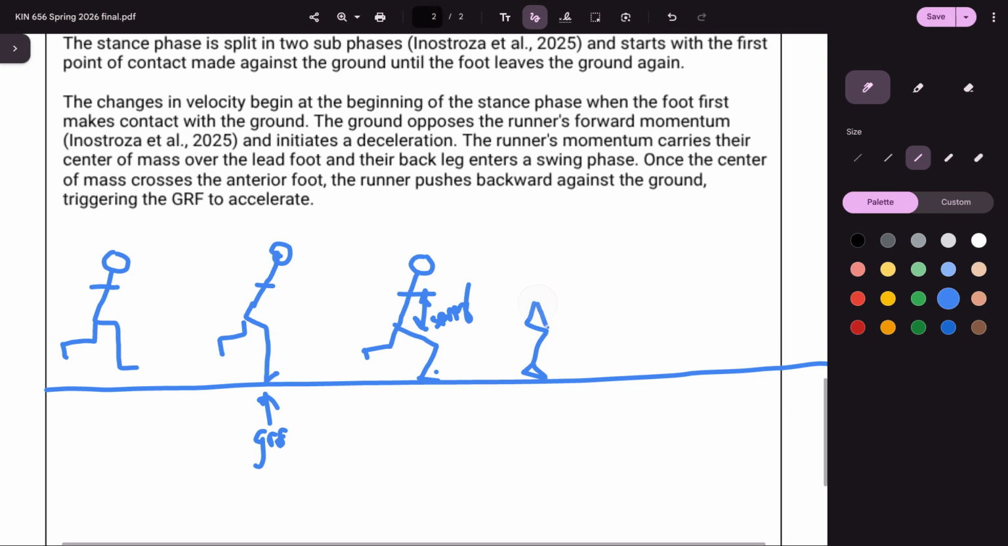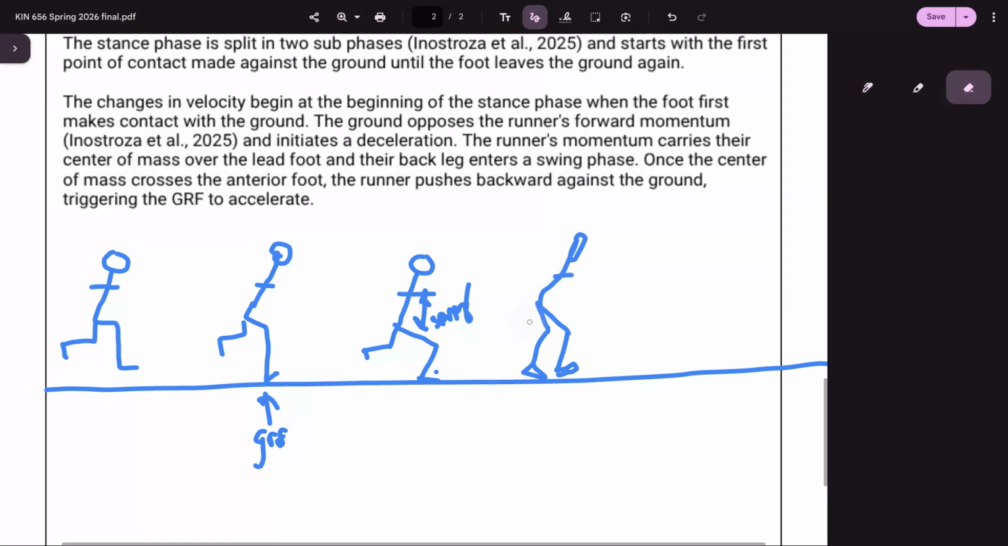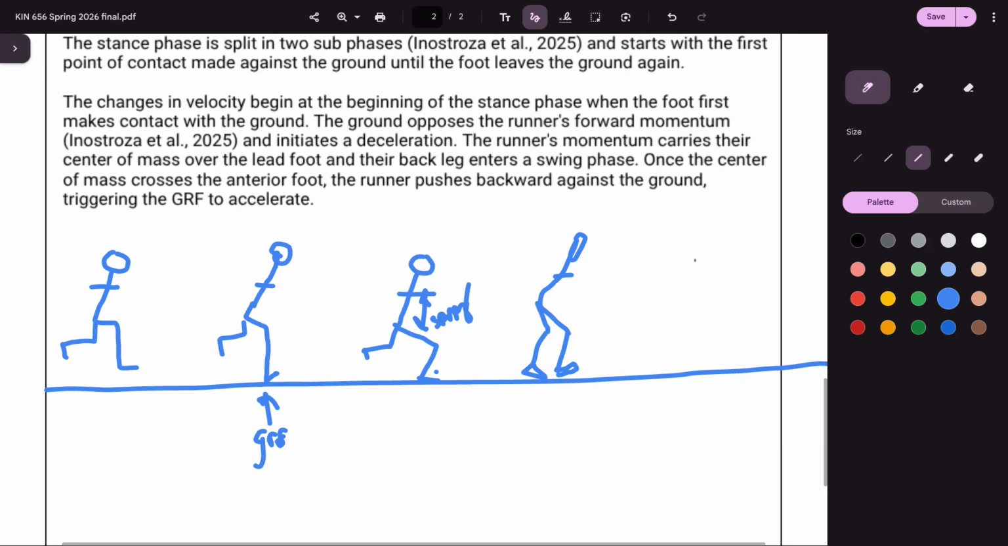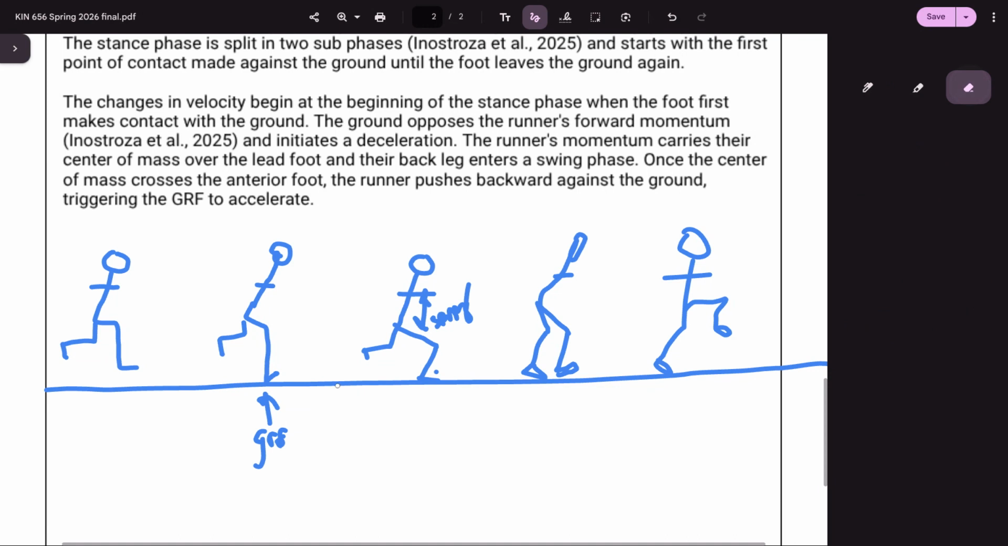I don't know what's going on with my figure. There you go. I apologize, my figure is not the best, but it's okay. We're working with it, right? And then we're going to see that propulsion. So the foot kind of extends, and then we have our other foot back up. Okay, beautiful, right? So let's try this again.